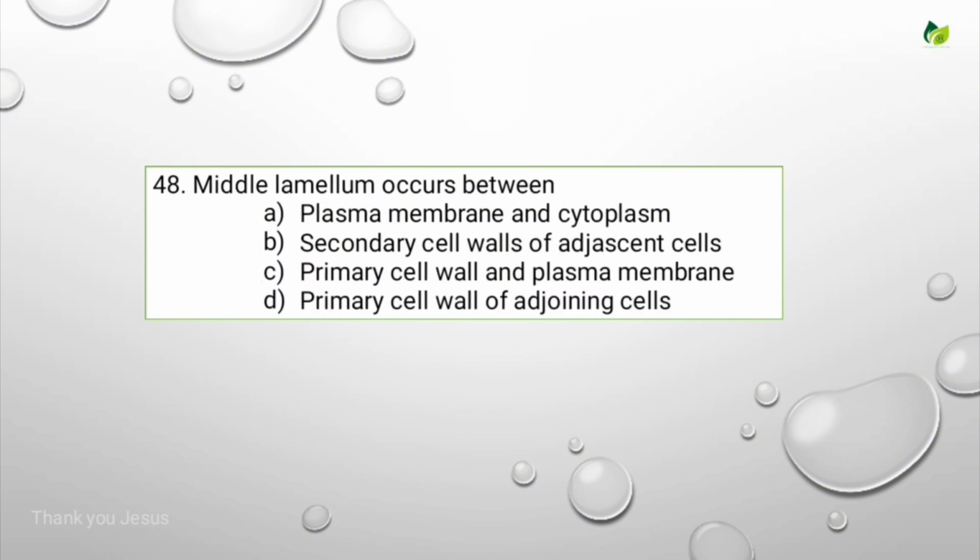Let's see the next question. Middle lamella occurs between? Options are plasma membrane and cytoplasm, secondary cell walls of adjacent cells, primary cell wall and plasma membrane, primary cell wall of adjoining cells. For this, the correct answer is primary cell wall of adjoining cells.